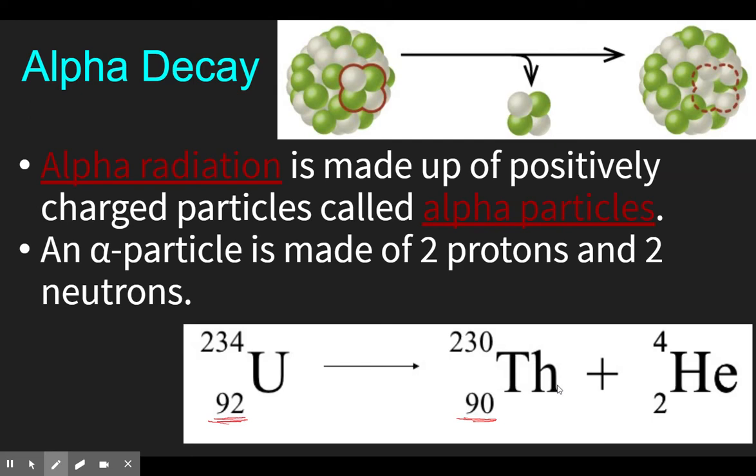In addition, it also lost two neutrons, which means that between the two protons and two neutrons, that's going to decrease the mass number by 4. So the mass number goes down by 4, in this case from 234 to 230.